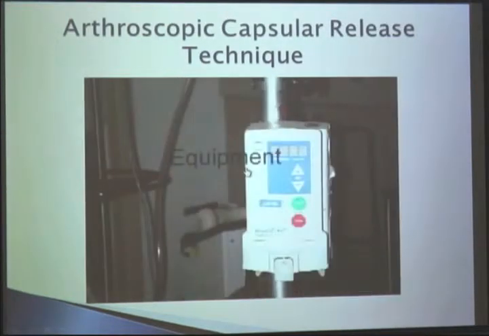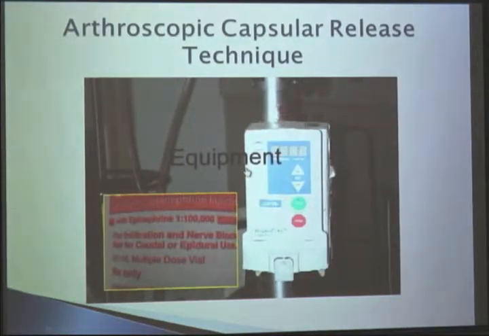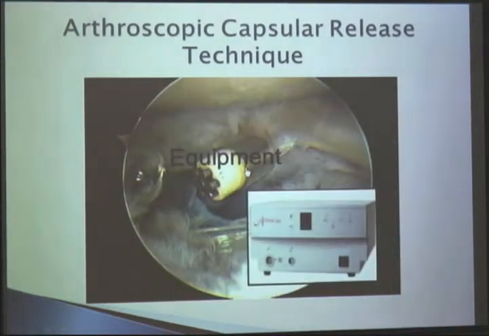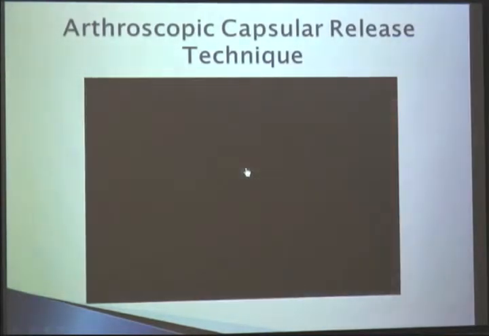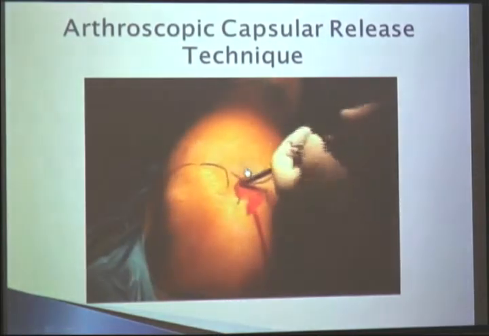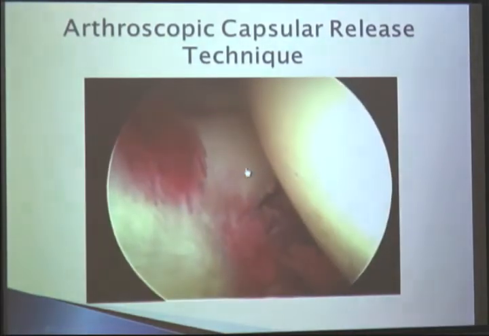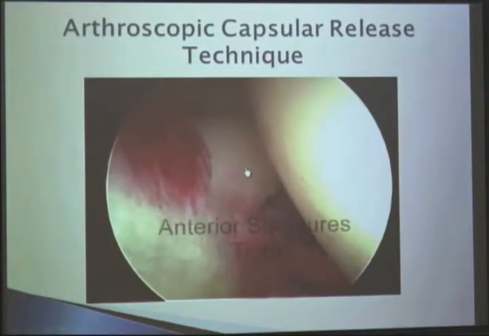Positioning is like some of the other procedures. You'd like to be able to see from both sides. Equipment, you have to have obviously a cautery device. These are capsular release forceps that are blunt and allow you to easily channel under the capsule and release the tissue. Now here we're looking from the back in a right shoulder.